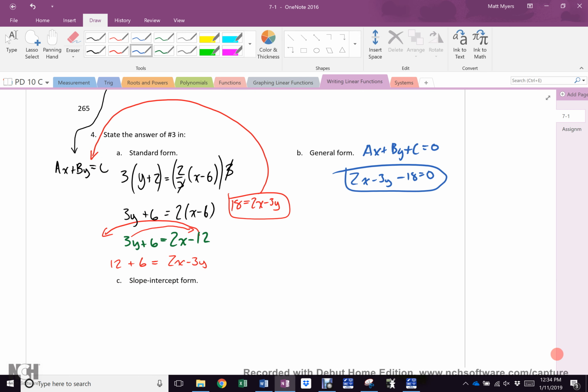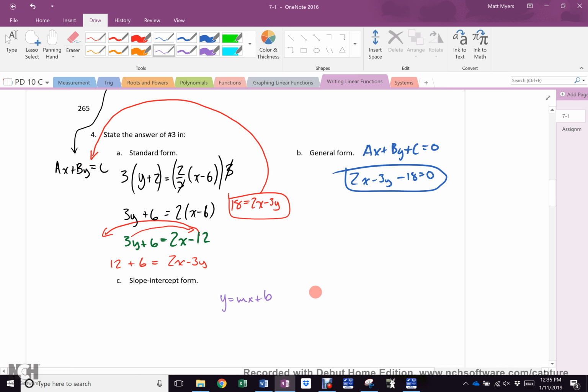And finally, how do I make any one of the three look like y equals mx plus b? Isolate y. From which form am I allowed to isolate y? I can do any one, but what's the easiest one? Standard, because it's already almost there.